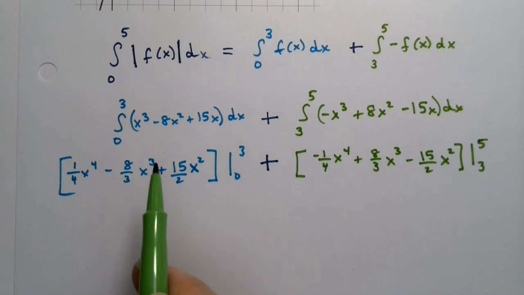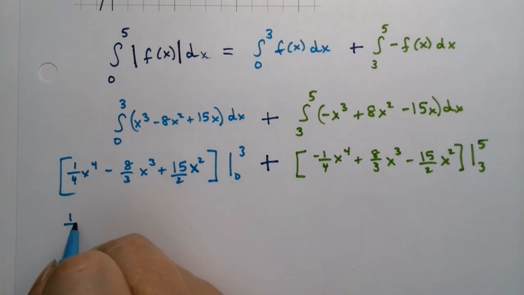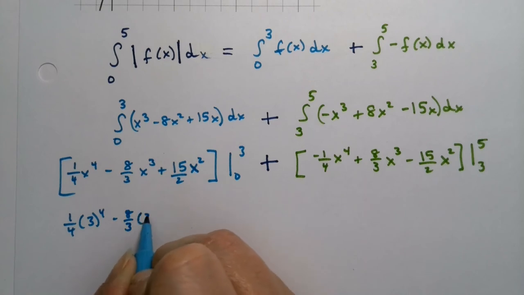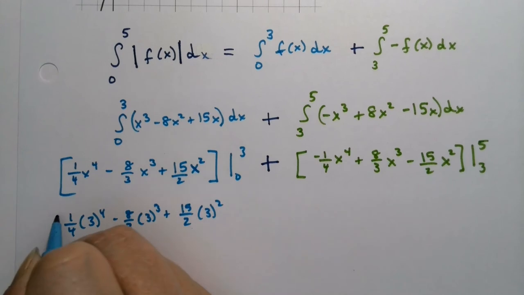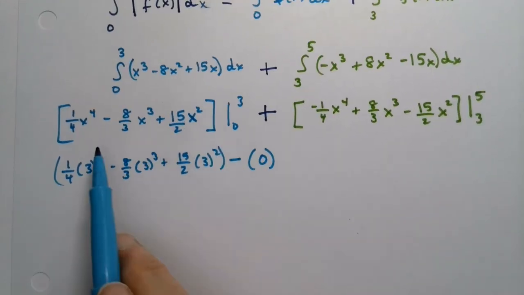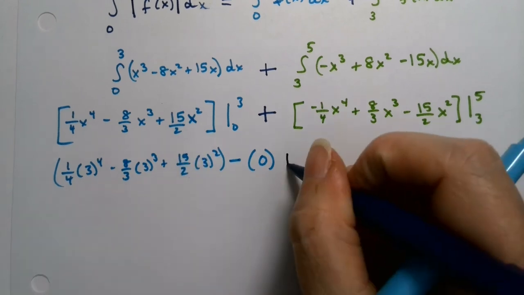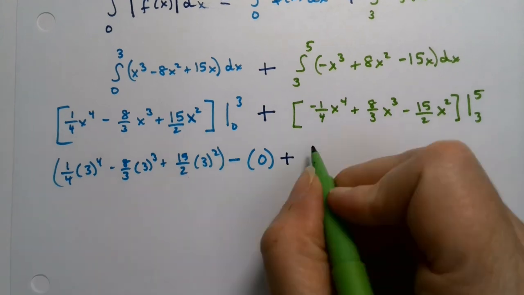Okay, so putting 3 in, putting 0 in. 0 is easy. 0 is no problem, right? So, I can go 1/4 times 3 to the 4th, minus 8 thirds times 3 to the third, plus 15 halves times 3 squared, minus 0, right? Because 0 going into all of those makes 0. So that's easy. And then I'm going to add to it. That's why I don't want the negative there, because it just makes things more difficult. But I'm going to add to it, and then I have to do all of this.